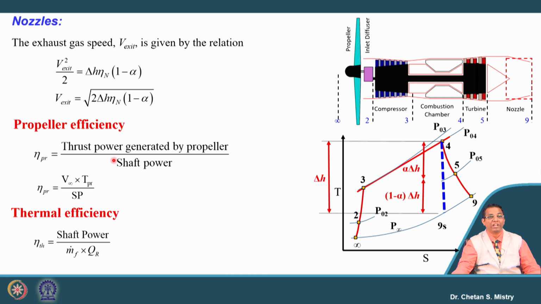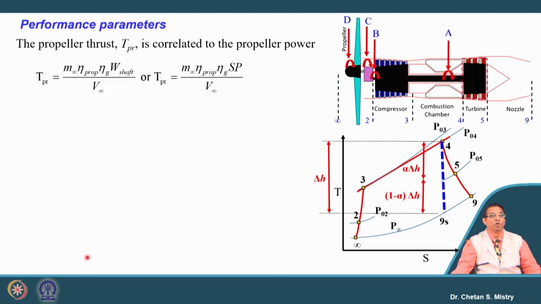Similarly, we may have the equation for thermal efficiency. What we mean by thermal efficiency is what we are getting in terms of output, that is my shaft power output, divided by my input, which is m_f into CV, that is nothing but my heat addition. Now let's look at how we calculate the thrust generated by the propeller. This thrust generated by the propeller can be represented in the form of propeller efficiency, gearbox efficiency, and this is our shaft power.